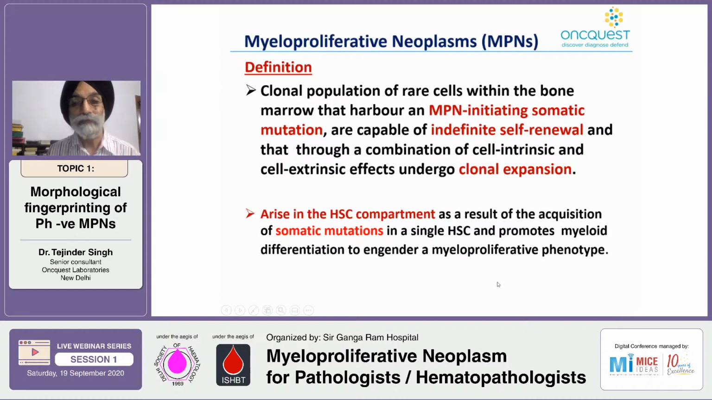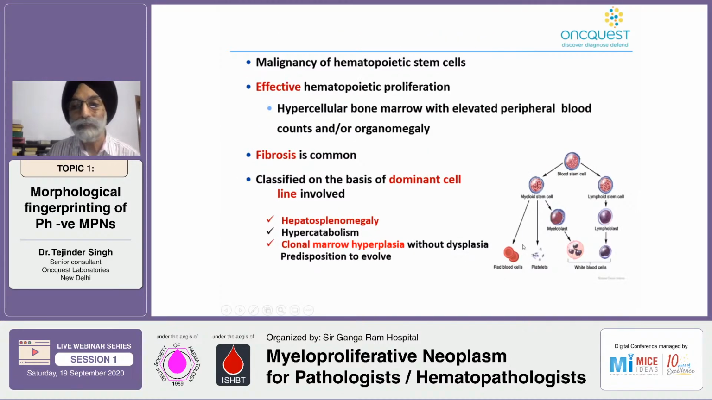Now, myeloproliferative neoplasm is where the cells which lead to the proliferation are in the hematopoietic stem cell compartment. Stem cell goes on to myeloid stem cell, and here we find that there is an uncontrolled proliferation of the red cells resulting in polycythemia, of platelets resulting in ET, and of white cells resulting in chronic myeloid leukemia. So this group of disorders has effective hemopoietic proliferation.